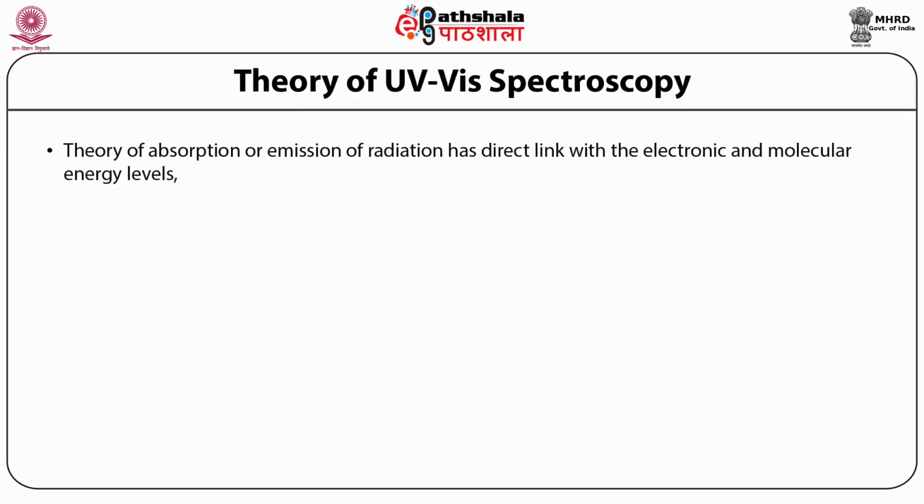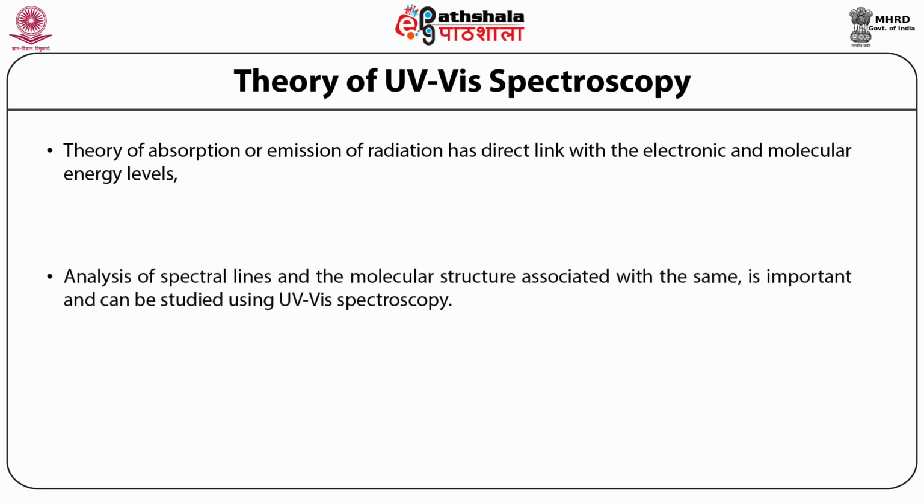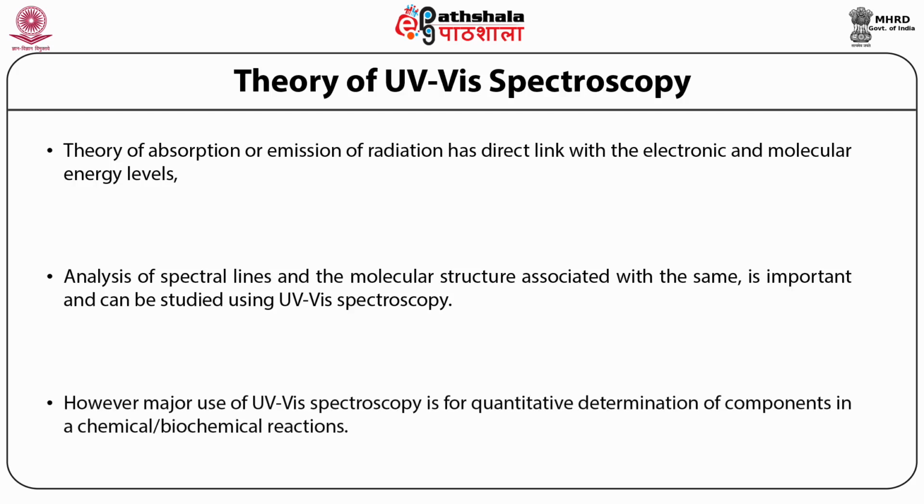Theory of absorption or emission of radiation has a direct link with the electronic and molecular energy levels. Analysis of spectral lines and the molecular structure associated with them is very important and can be studied using UV-Vis spectroscopy. However, the major use of UV-Vis spectroscopy is for quantitative determination of components in chemical or biochemical reactions.